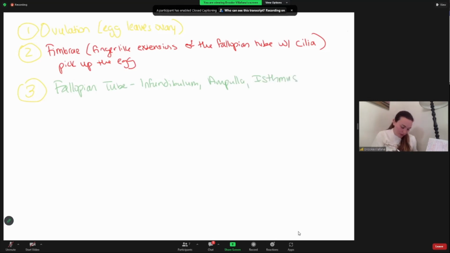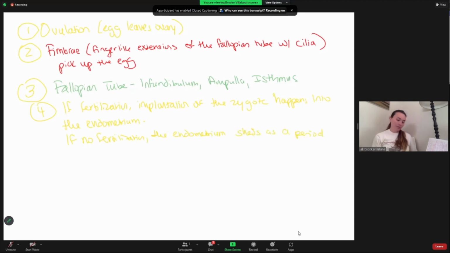If fertilization, implantation of the zygote, this is kind of like a recap for you guys. Implantation of the zygote happens into the endometrium. So the endometrium is built up in order to sustain a growing baby. If no fertilization, the endometrium sheds as a period.